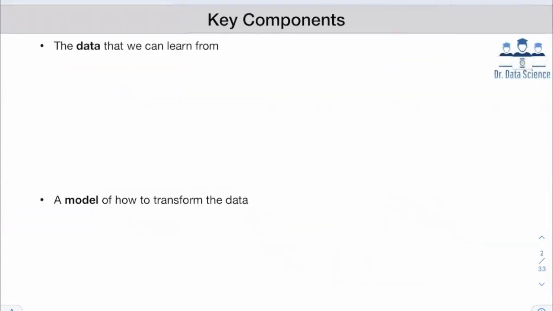For learning any machine learning method, there are four key components that you need to keep in mind. The first one is the data that we can learn from. And the second one is a model of how to transform the data. I'll explain these two components using linear regression.